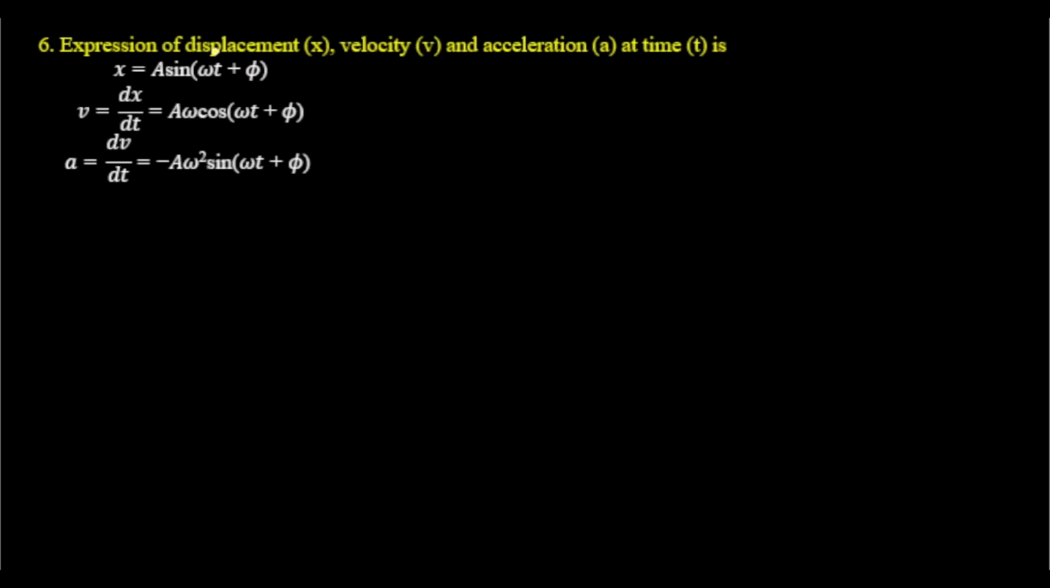Now, expression of displacement x, velocity v and acceleration a at time t. So x is equal to a sin omega t plus phi. So v is equal to dx by dt, which is a omega cos omega t plus phi. a is equal to dv by dt, which is minus a omega square sin omega t plus phi.